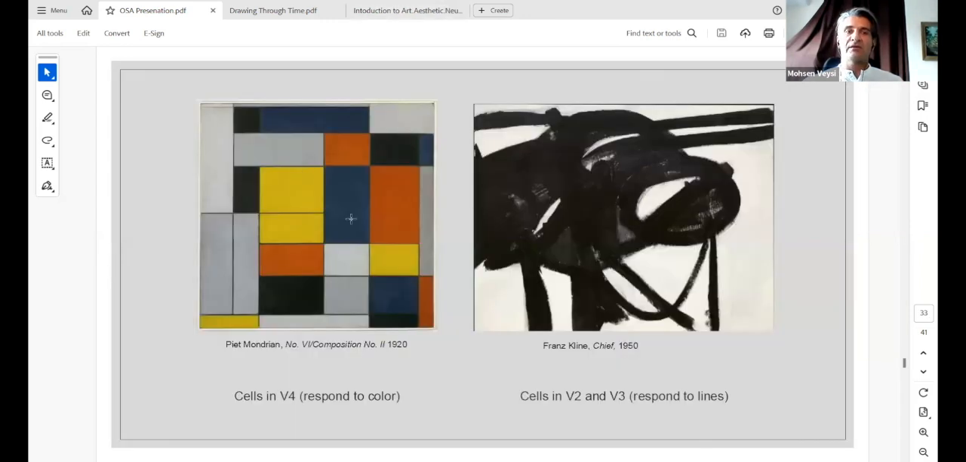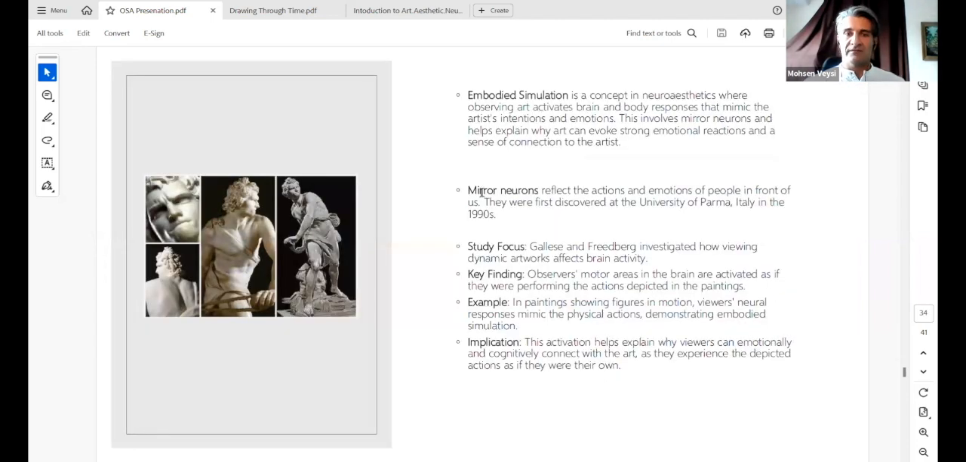For example, when we look at a painting which is colorful, cells in V4 respond to color. That means blood flows to those cells in that part of the brain, and that part of the brain becomes activated. While when we are looking at a drawing or border lines, like this work by Franz Kline, the cells in V2 and V3 respond to the lines. This field is called neuroaesthetics, which was later completed by new discoveries such as mirror neurons.